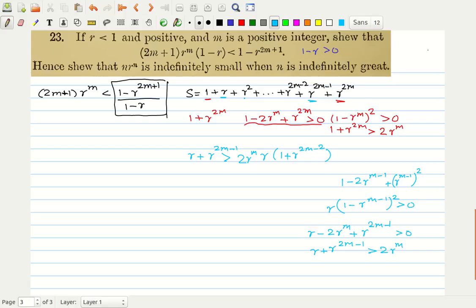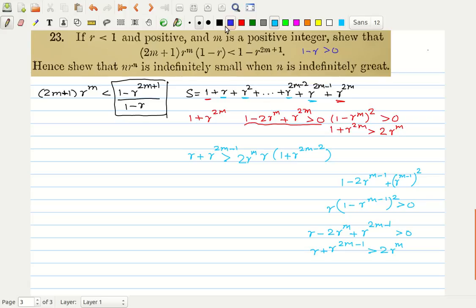Now similarly, you can consider any two expressions. You can consider r squared plus r to the power 2m minus 2, and you will be able to prove that this expression is also greater than 2 times r to the power m. So in general, let me show that this is going to be true for all the expressions.